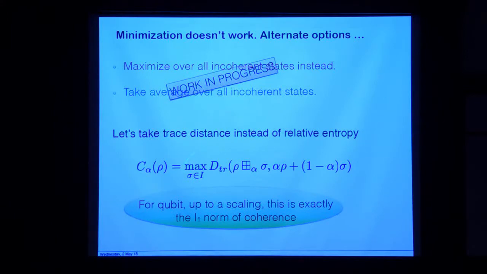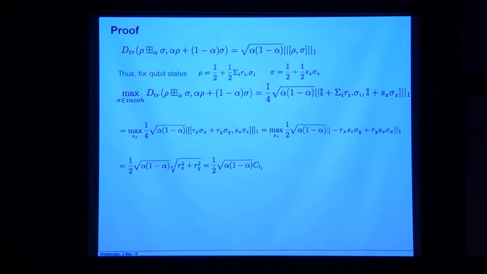But instead of that, we tried the following: if you take a trace distance between this quantum addition and classical addition and maximize over the incoherent states, then we could show that at least for qubit and qudit, after some scaling, this is exactly the L1 norm of coherence. The proof is here, but again, don't worry about the proof. The essential thing is this trace distance is C_l1 times the square root of alpha (1 minus alpha). So up to this factor, this is exactly the L1 norm.